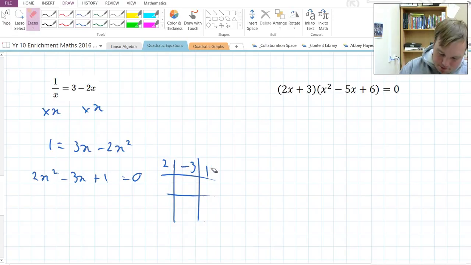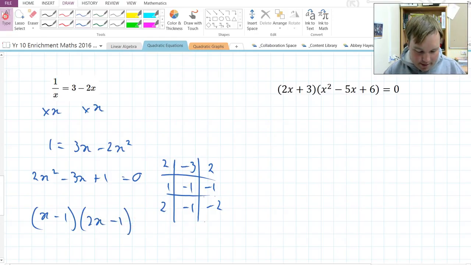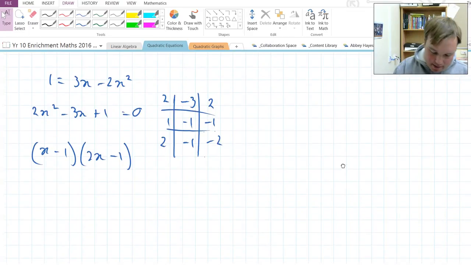Actually, it's not tough, I just made an error. That's meant to be a 2. Minus 1, minus 2. 2, 1, minus 1, minus 1. Giving us x take 1, 2x take 1. And remember, at this stage, you can always expand to make sure you end up back at this stage here.